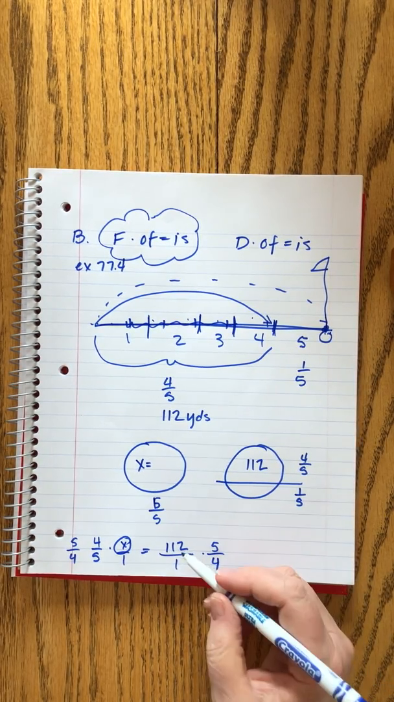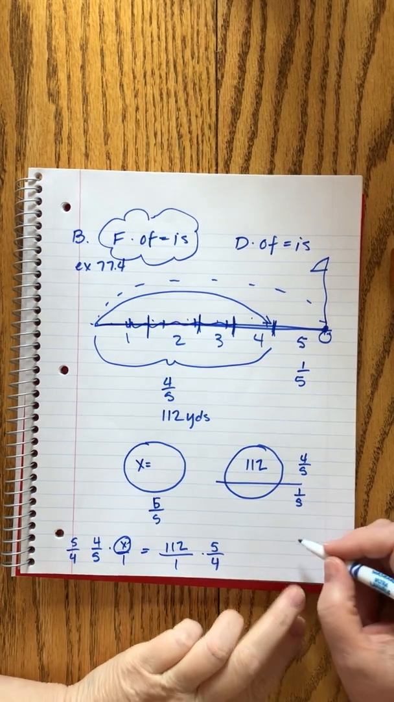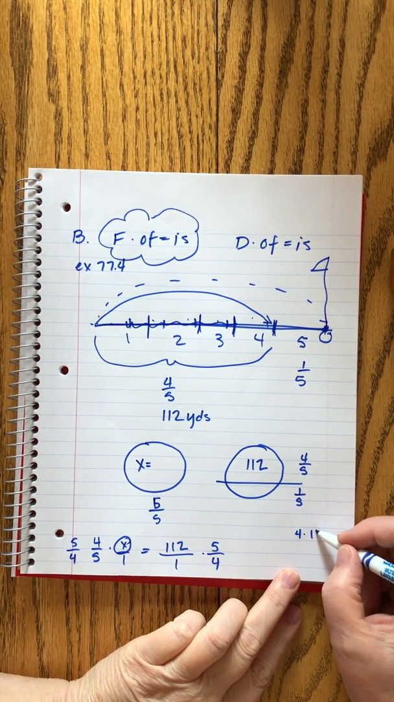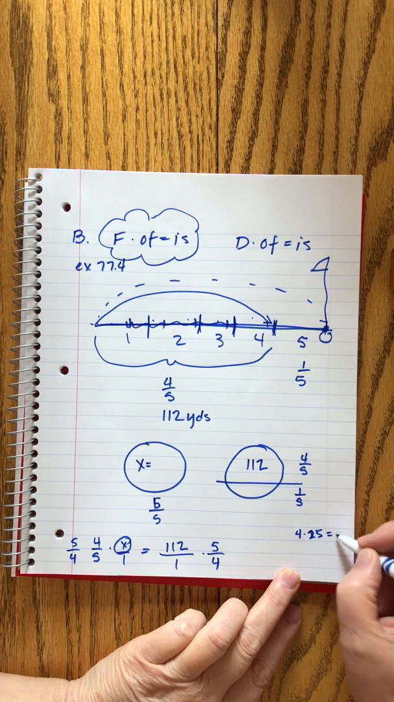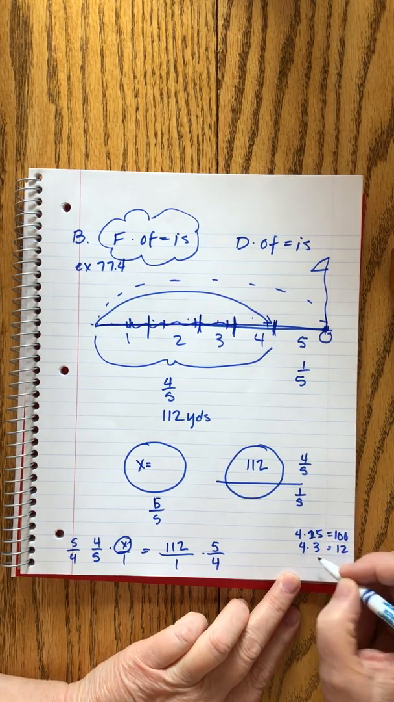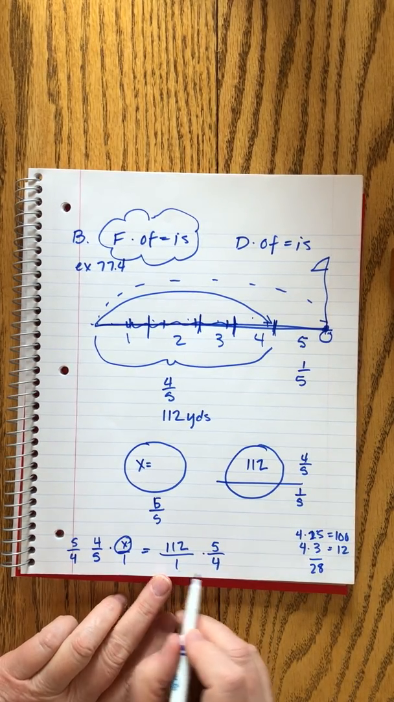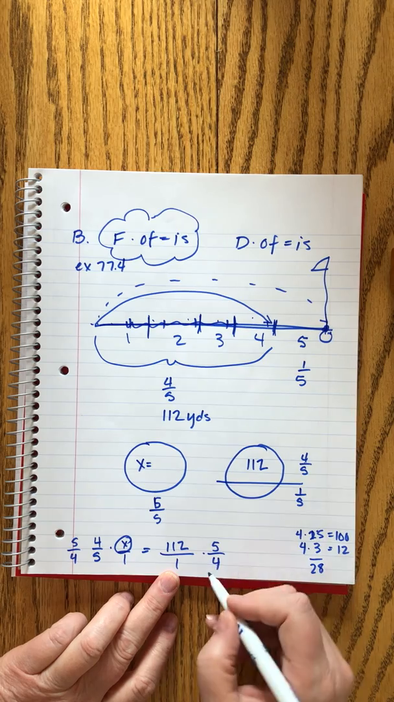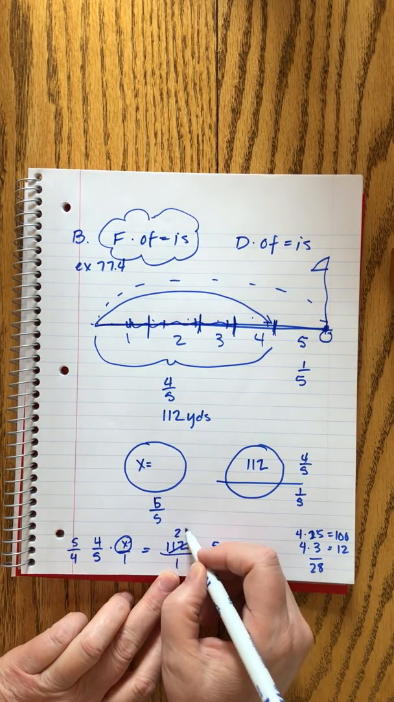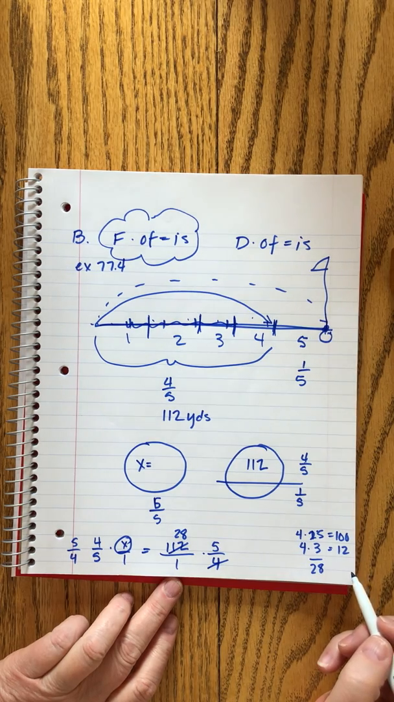Okay, I know that 4 will go into 112 because 4 times 25 equals 100, and 4 times 3 equals 12. So that tells me 4 goes into 112 28 times. Does that make sense? We could do it long division, but this is how my brain breaks it out.